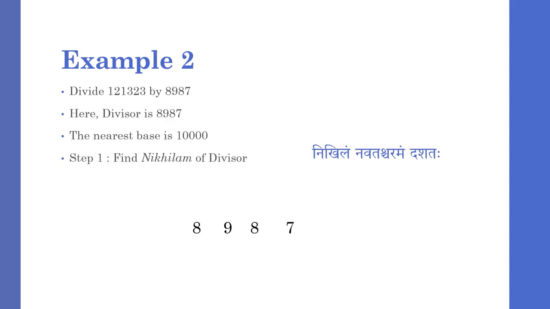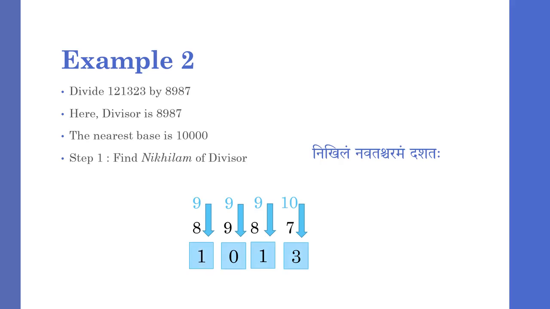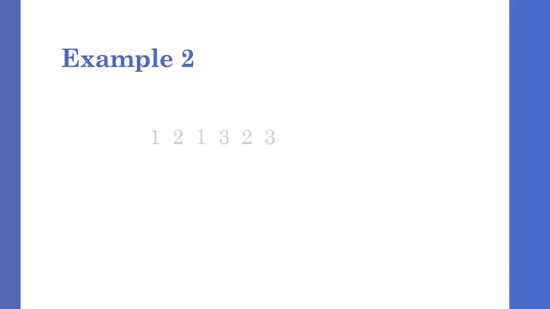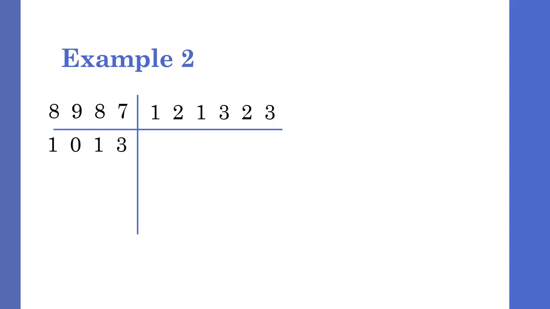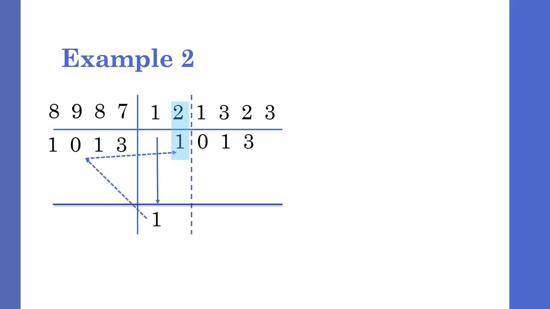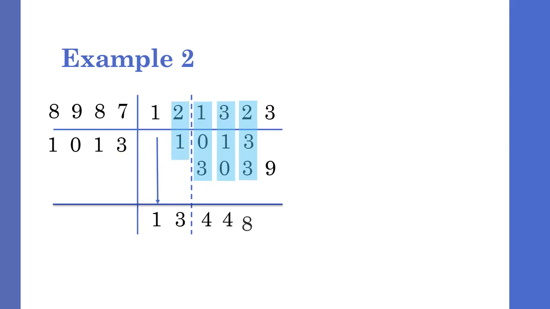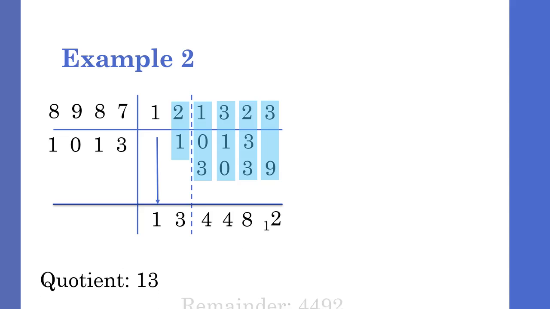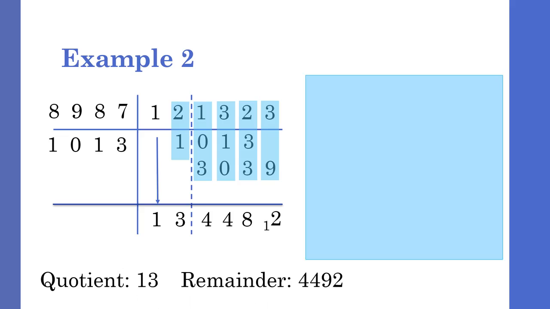So the base would be 10,000. Let us find its Nikhilam. By Nikhilam Navatah Charamam Dashatah, it comes out to be 1013. Now arrange for division. Write the Nikhilam, separate for remainder, multiply digit by digit and perform the division. We get quotient as 13 and remainder 4492.